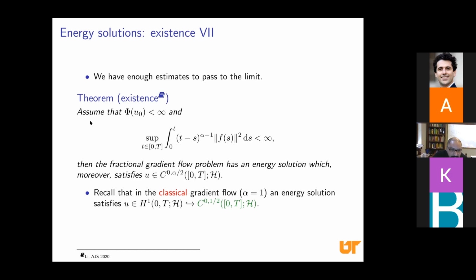And one good thing about this result is not only, of course, the existence and uniqueness, but also that in the classical case, in the classical gradient flow case, an energy solution is H1, which by Sobolev embedding is Hölder 1/2. So we have this sort of continuity with respect to alpha. For alpha derivative in time, your solution is alpha over 2. For one derivative, it is 1/2.